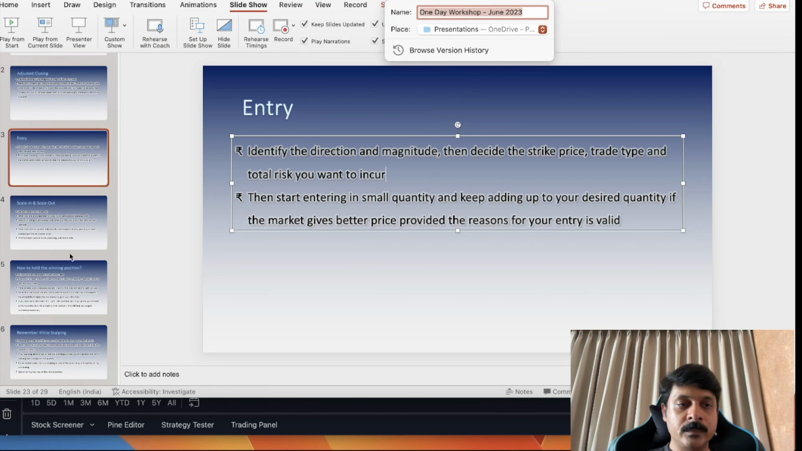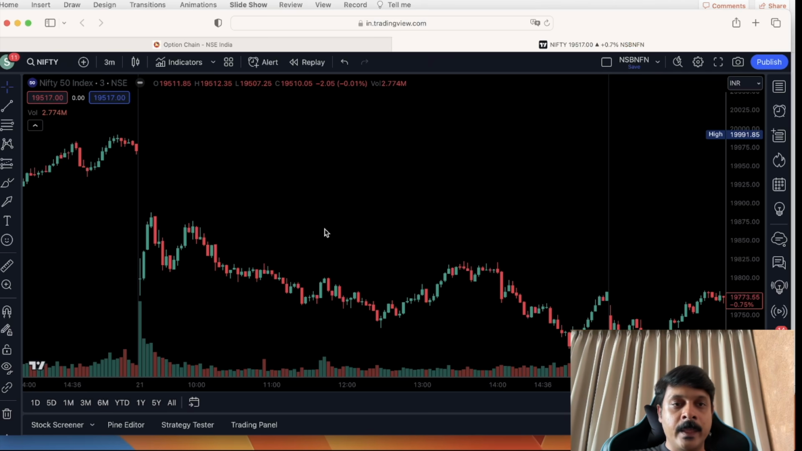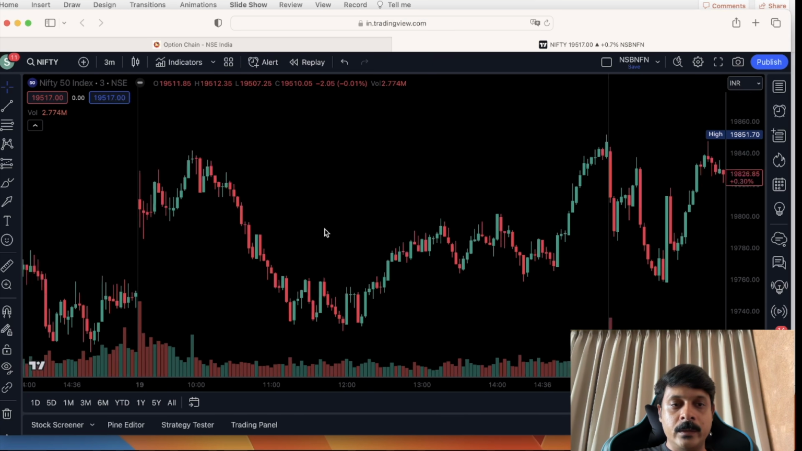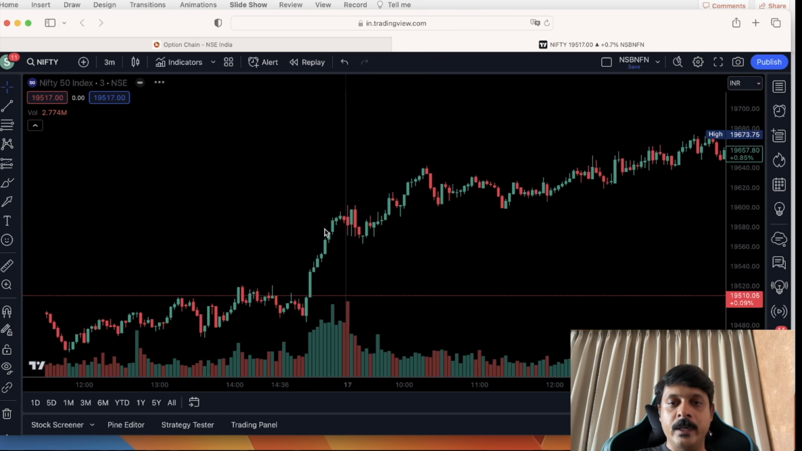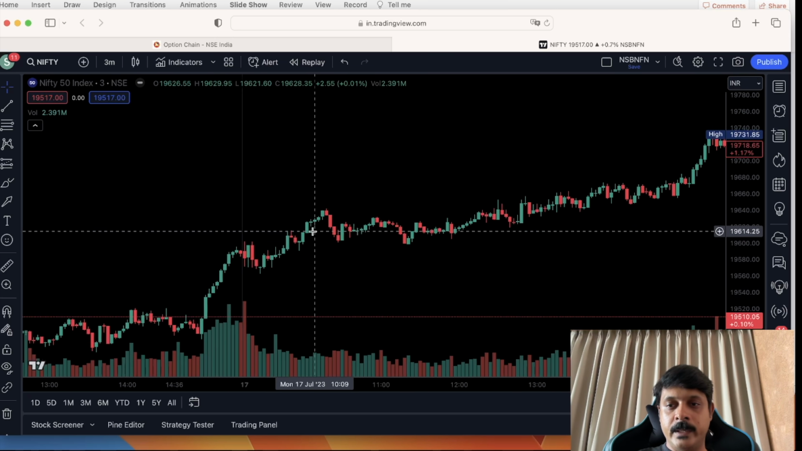So here, entry scaling in, not everything I enter in one stretch. I stagger it and take small position. And exit is very important. Scale out on the retracement, I keep exiting. And probably in one ideal move, if I tell you, probably this is a trending day, right?